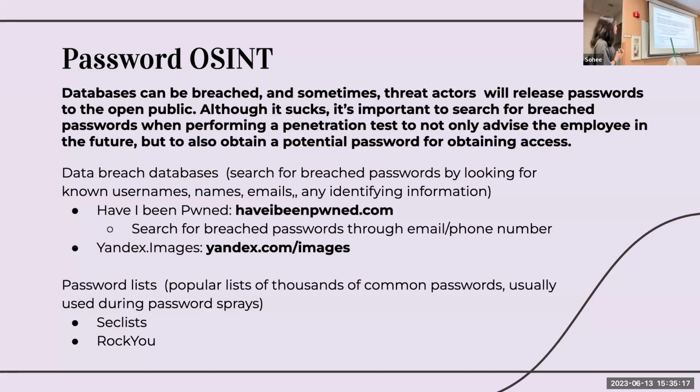Okay, so moving on, password lists. This is a little more beyond OSINT, but there are popular lists of thousands of common passwords. It'll be just a big file of common passwords, like dog123, cat123, password 542. It'll be like a million combinations, right? And usually you use this during password sprays during your penetration test, during your engagement. So this is a little bit beyond OSINT, but these are all online too, and these are popular lists that people use during password sprays.